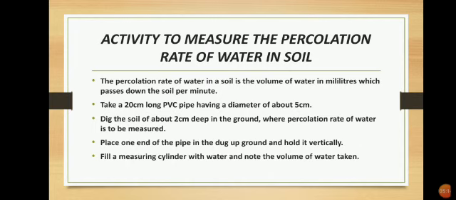Next, you have to dig the soil to a depth of about 2 centimeter in the ground. Then you have to place one end of that PVC pipe in the dug up ground and hold it vertically. Next, you have to take a measuring cylinder. All of you know what a measuring cylinder is. Now fill the measuring cylinder with water.